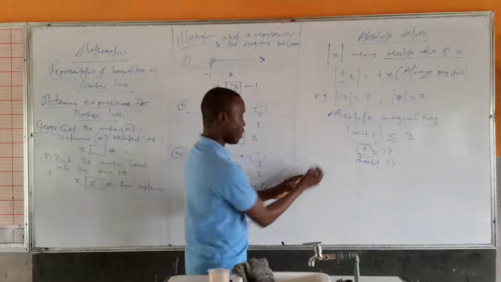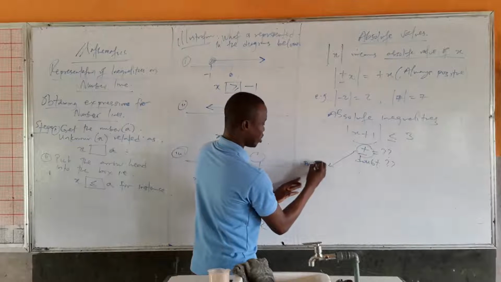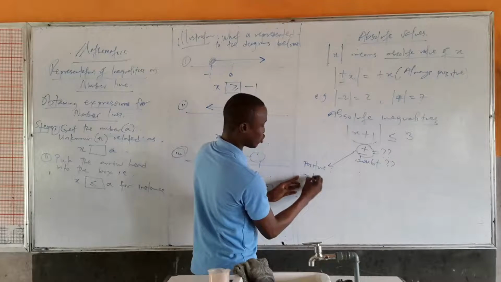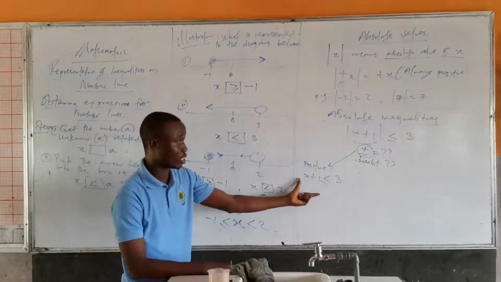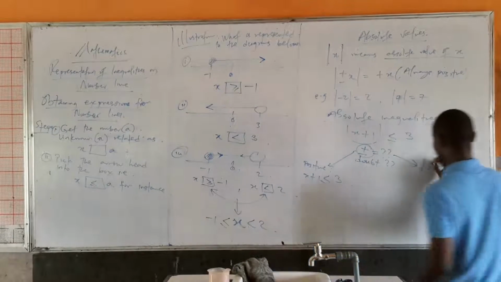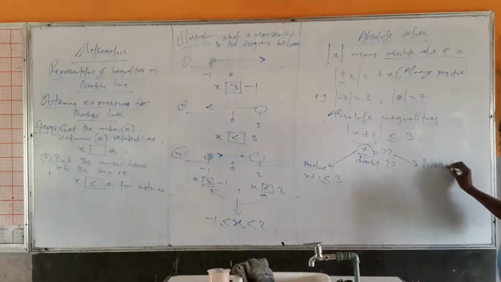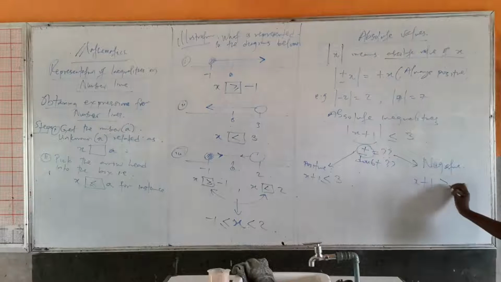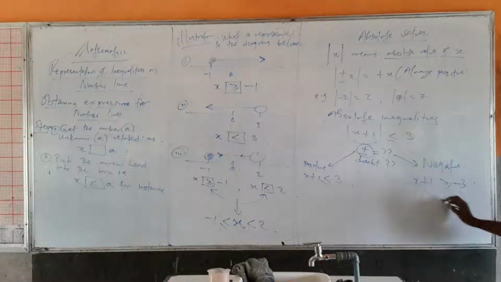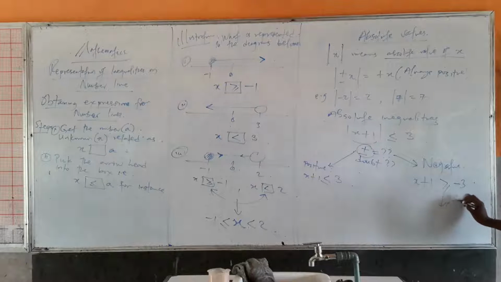negative. If I'm going to treat this as positive, that means x plus 1 is less than or equal to 3. If I'm going to treat this as negative, that means x plus 1 will be what? Greater than or equal to minus 3. You can see that here, the sign changes.